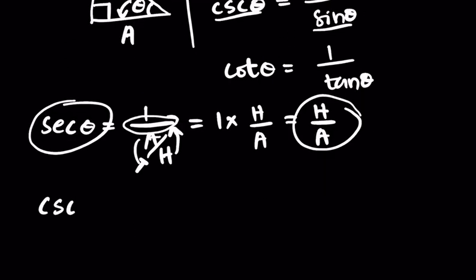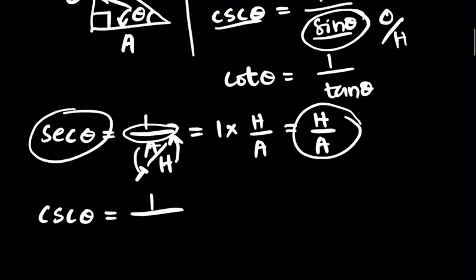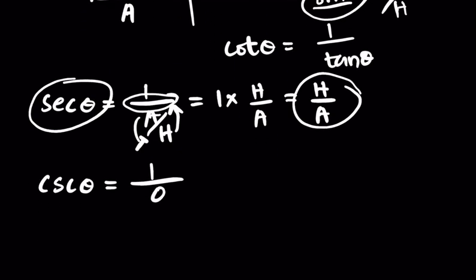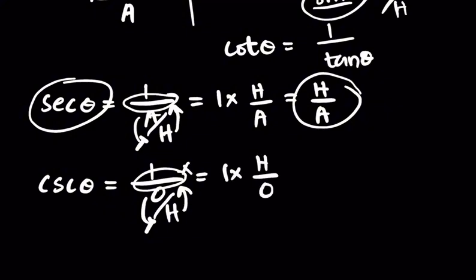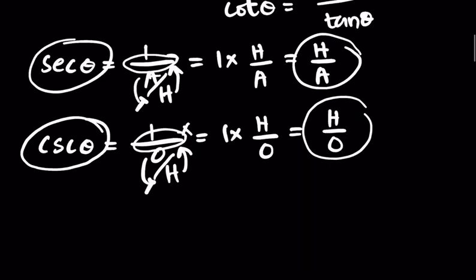Likewise, cosecant theta is given by 1 over sine theta, but the sine theta is the ratio of opposite over hypotenuse. So instead of sine theta, I can write opposite over hypotenuse. Change this to division and this denominator flips up and down. So 1 times hypotenuse over opposite equals hypotenuse over opposite. So cosecant theta is the ratio of hypotenuse over opposite.